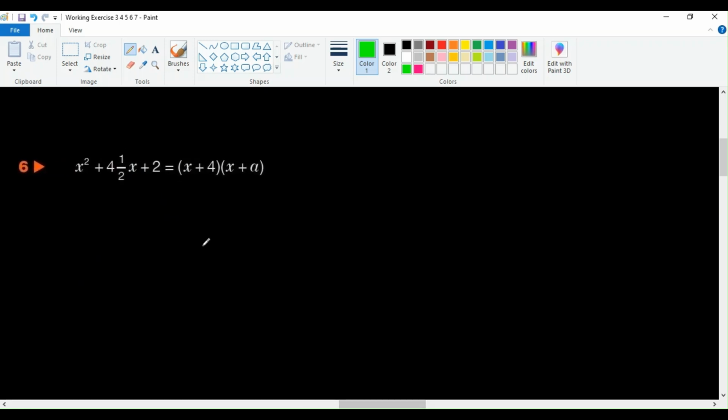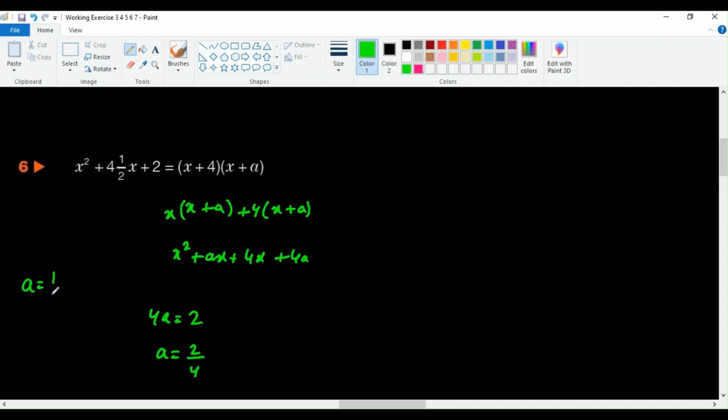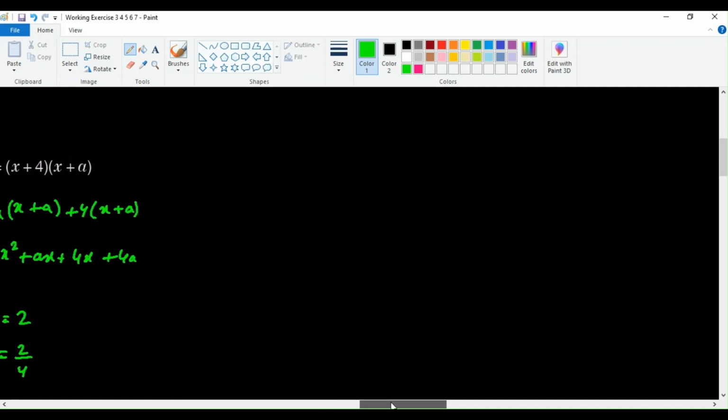In here, x plus a is going to be written two different times, and first I multiply by x and then by plus 4. That means it's going to be x square plus ax plus 4x and plus 4a. That means I can see that 4a equals plus 2. That means a equals 2 over 4. That means the value of a is going to be 1 over 2. This was question number 6.